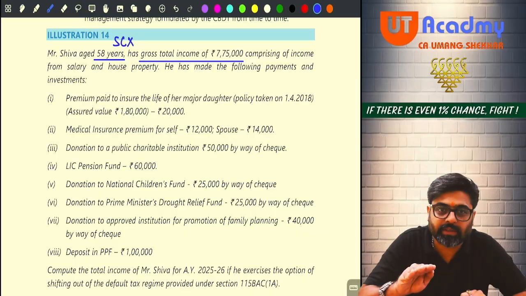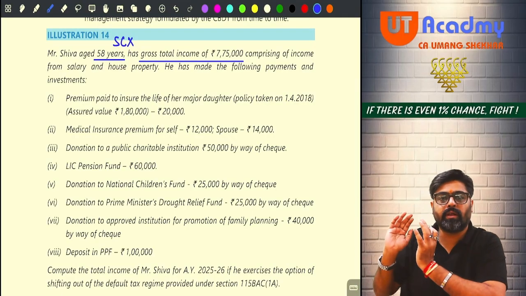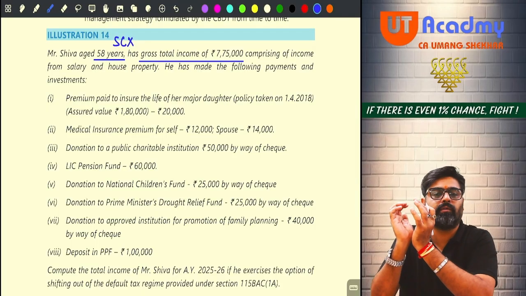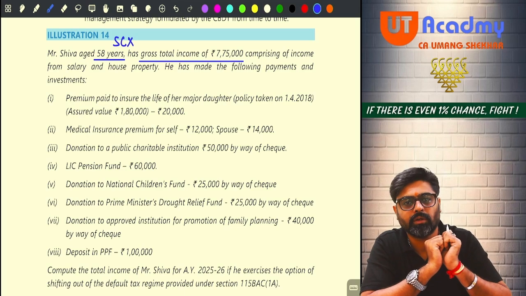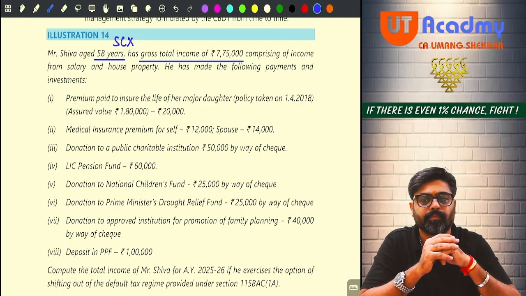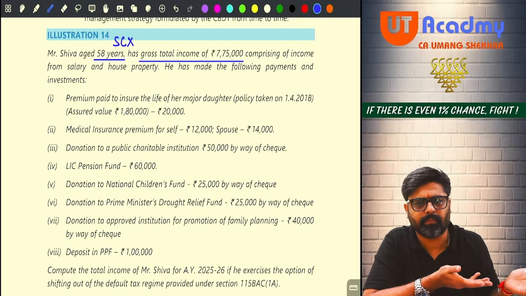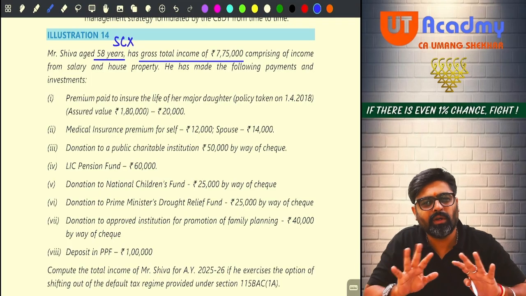In the same question, he can give you all the information, everything else remaining the same. He will give you details of salary, the details of house property, the details of other sources, and from that he will tell you to calculate GTI. Everything remaining same. But do you know how to calculate salary? Yes. So no need to worry about that.